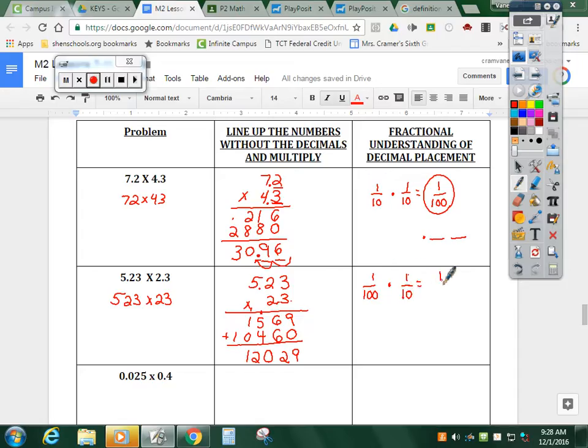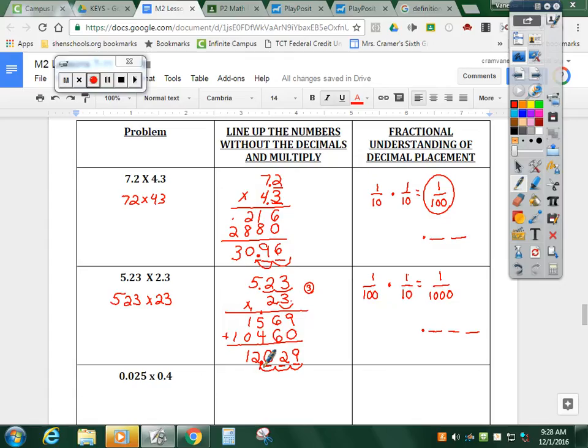Top times top is 1. 100 times 10 is actually 1,000. And if you remember from yesterday's lesson, the thousandths place is 3 places after the decimal. So I need 1, 2, 3 places after the decimal. I'm going to pop it right there. So my answer is 12 and 29 thousandths. And let me check. There's 1, 2, 3 places total behind the decimal in my factors. 1, 2, 3, perfect. Both ways match, okay?